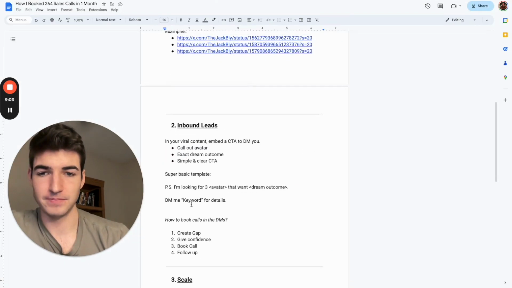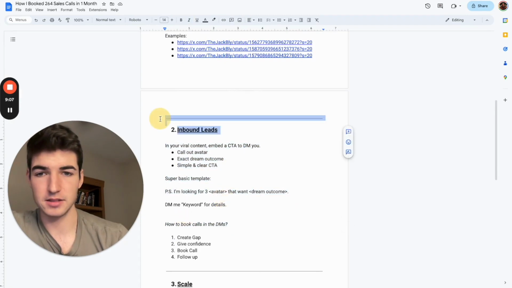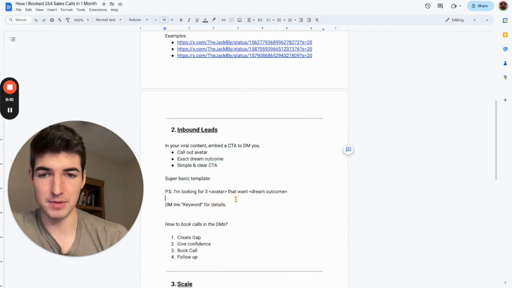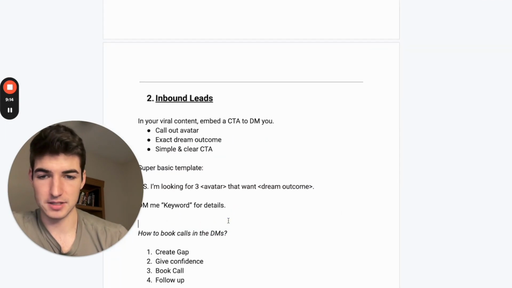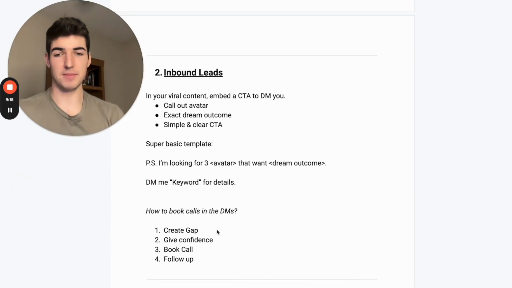That's what you want. And then you get them in the DMs, like what do you do next? So you have this call to action, you get people to DM you. What do you do next to actually book calls? So here's the process. Let me zoom in on this. So 4 big steps that we'll do to book calls and DMs.